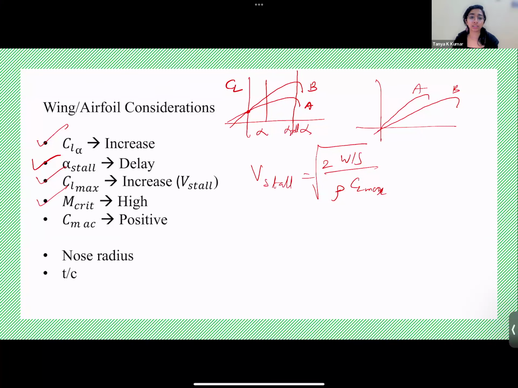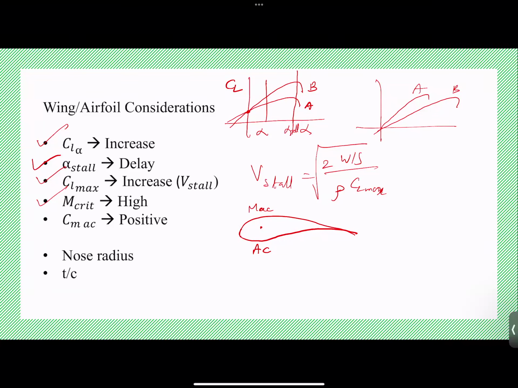Next, CMAC positive. Why do we want this? These are all just desirable traits. Okay, they're not mandatory, but these are the criteria that you may want to consider while selecting an airfoil. So CMAC, what is CMAC? Moment about aerodynamic center. Perfect. So if I have a positively cambered airfoil, this is my aerodynamic center. The moment here, the coefficient of moment at aerodynamic center is CMAC. So why do we want this to be positive?